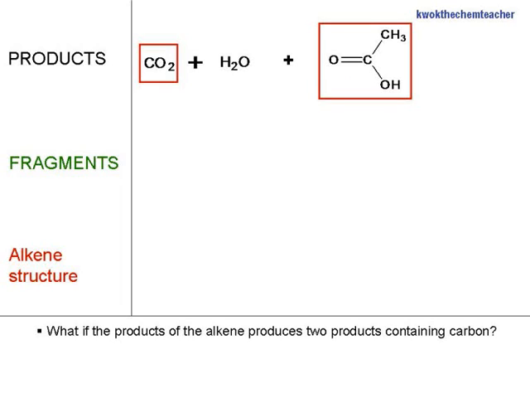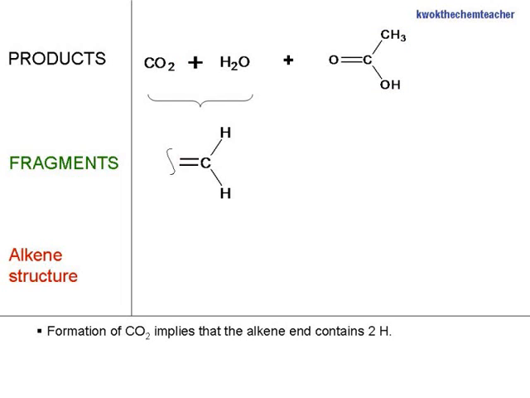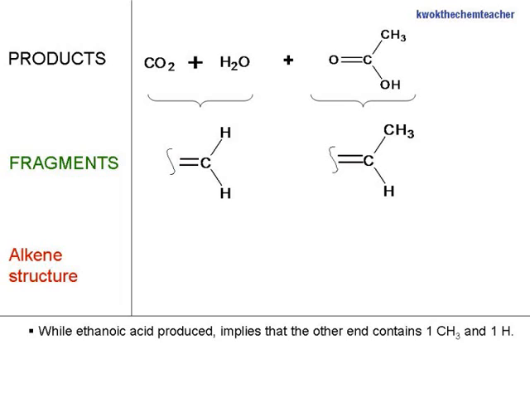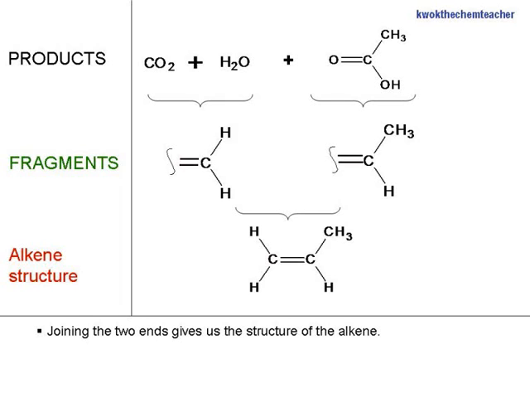What if the oxidation of the alkene produces two products containing carbon? This implies that the alkene present initially is asymmetrical. Formation of carbon dioxide implies that the alkene end contains two hydrogens, while ethanoic acid produced implies that the other end contains one CH3 and one hydrogen. Joining the two ends gives us the structure of the alkene.